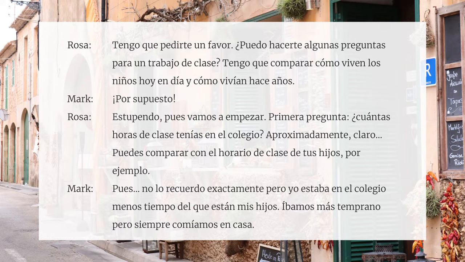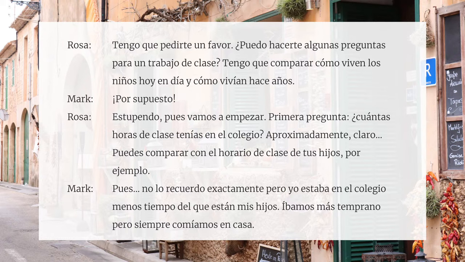So, tengo que pedirte un favor. Rosa begins by saying, I need to ask you a favor. ¿Puedo hacerte algunas preguntas para un trabajo de clase? Can I ask you some questions, literally to make to you some questions? Para un trabajo de clase, for a work of class, for some homework, for an assignment.